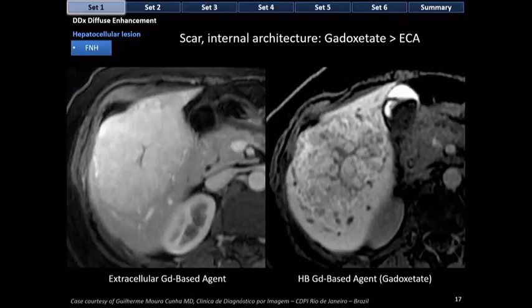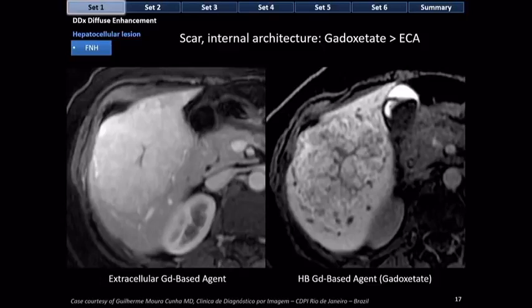Now, incidentally, this has received incomplete attention in the radiology literature, but one of the nice things about hepatobiliary agents is not just that they show whether there is retained hepatobiliary transport, but they also show the internal architecture of the FNH to great advantage. Notice how much better you can see the internal architecture of the FNH on the image on your right than you can on the image on the left, where it looks quite bland.